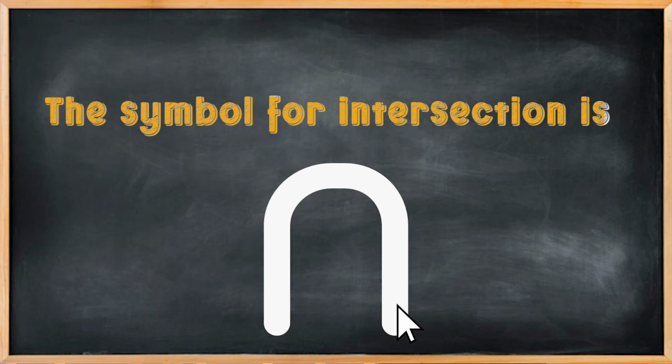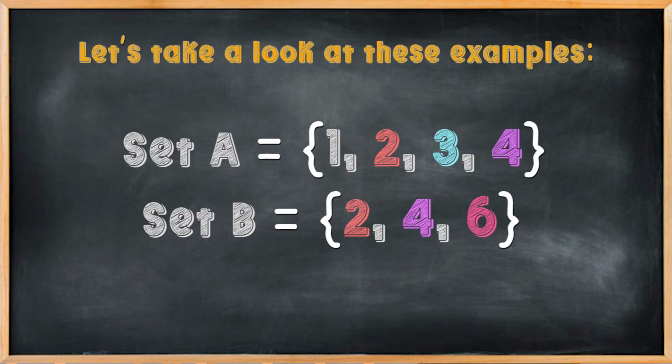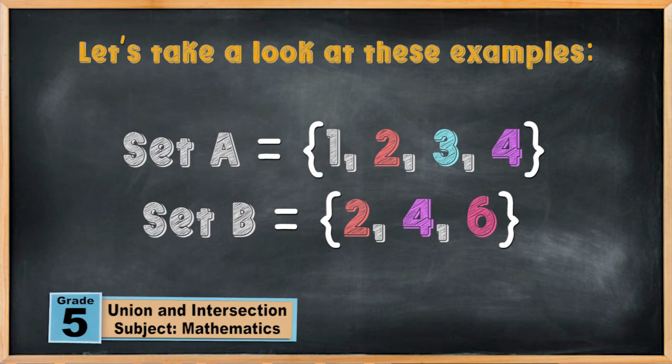The symbol for intersection. So let's look at an example. We have set A equals 1, 2, 3, 4, and set B equals 2, 4, 6. Now we are going to look at A intersect B.